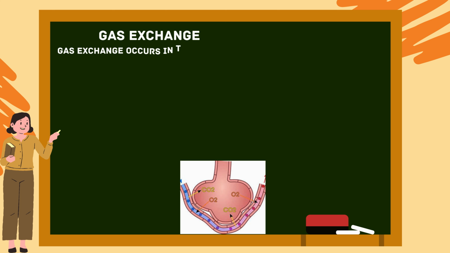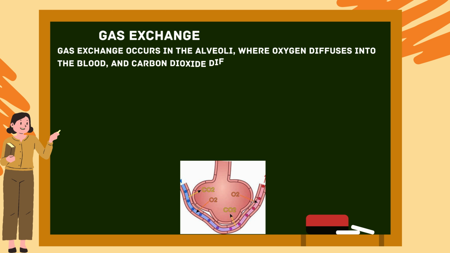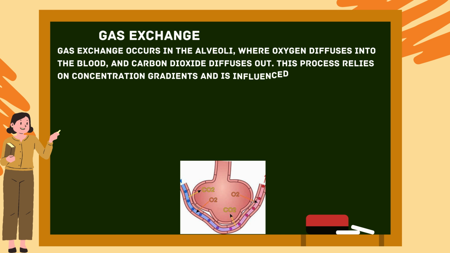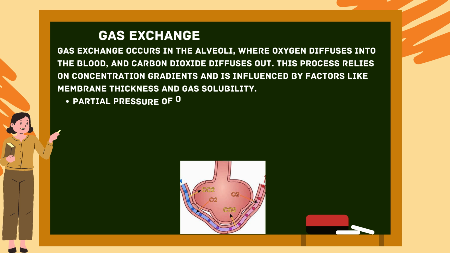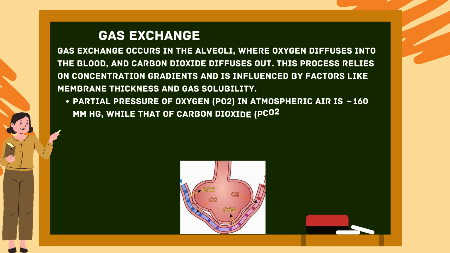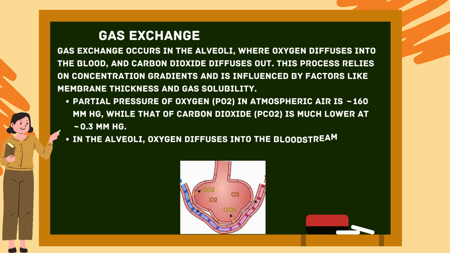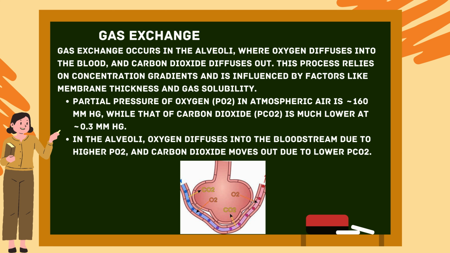Next is gas exchange. Gas exchange occurs in the alveoli, where oxygen diffuses into the blood and carbon dioxide diffuses out. This process relies on concentration gradients and is influenced by factors like membrane thickness and gas solubility. Partial pressure of oxygen, PO2, in atmospheric air is ~160 mmHg, while that of carbon dioxide, PCO2, is much lower at ~0.3 mmHg. In the alveoli, oxygen diffuses into the bloodstream due to higher PO2, and carbon dioxide moves out due to lower PCO2.